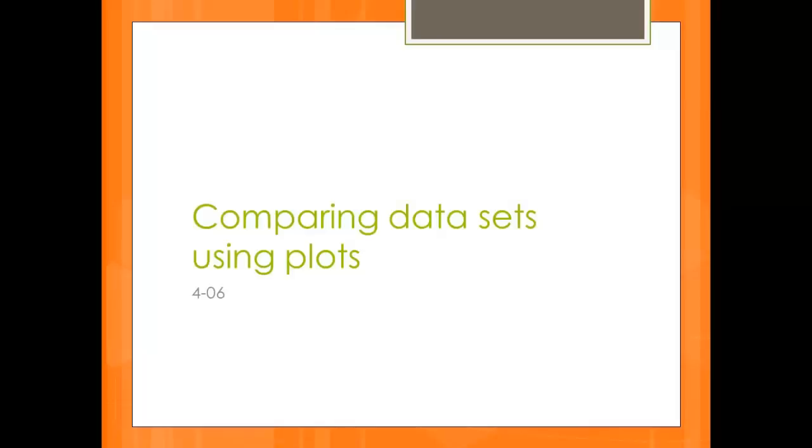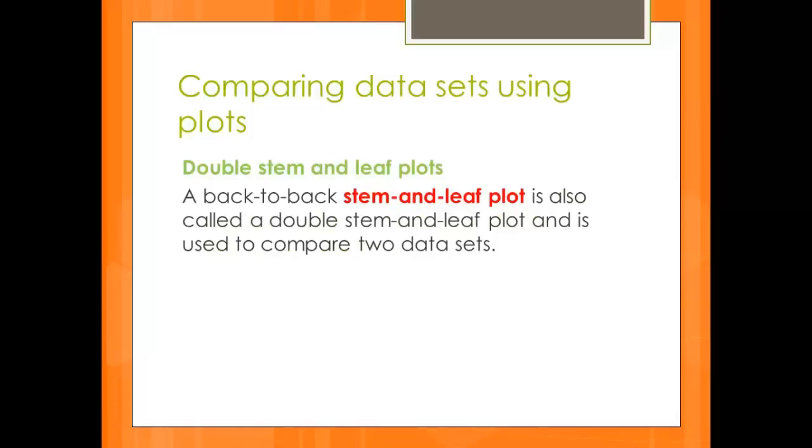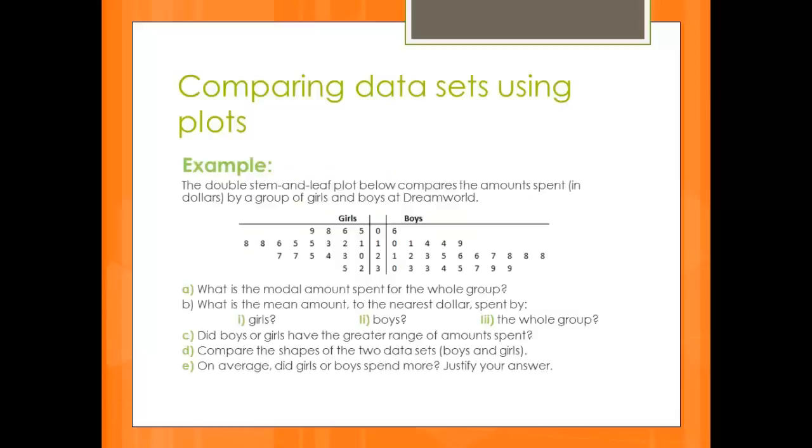This lesson's concerned with making comparisons between data sets by looking at the data in the form of different types of plots. We can display two sets of data using a stem and leaf plot and look at the shapes and other features of these two plots to compare the data sets. Here we're given information about boys and girls and their spending on a day at Dreamworld.